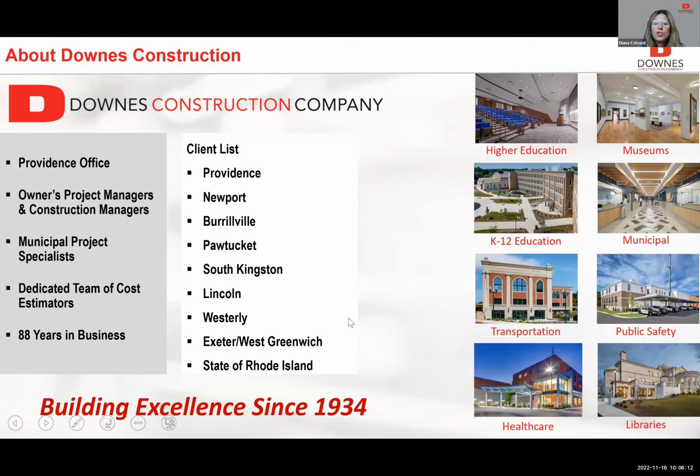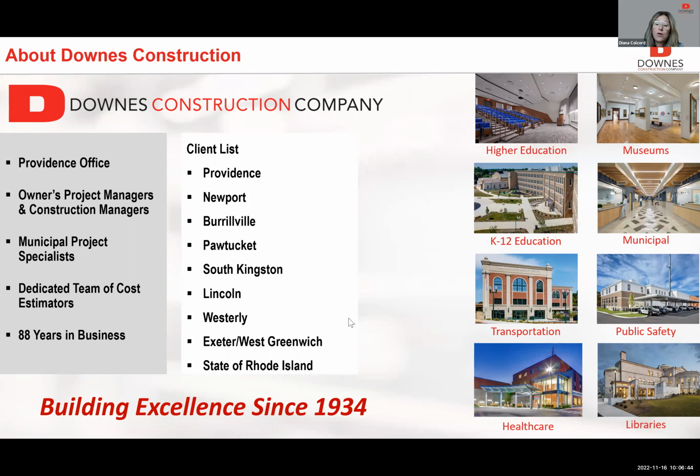Now, just a quick bio on Downs. Downs has been in business for 88 years with a base of business in Providence. We have a staff of 75 working on over $500 million worth of projects currently in phases ranging from concept through move-in. Our projects range from schools and public safety facilities to community centers and town halls, libraries and museums, as well as historic buildings. Simply put, Downs is a municipal construction provider.